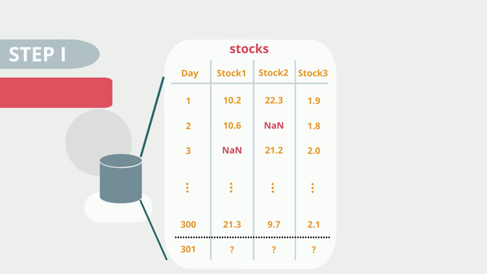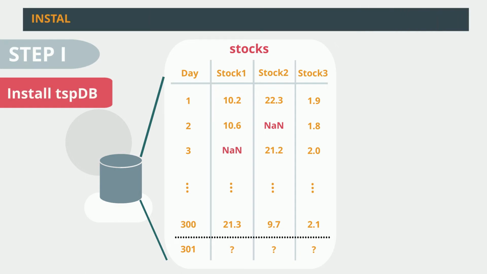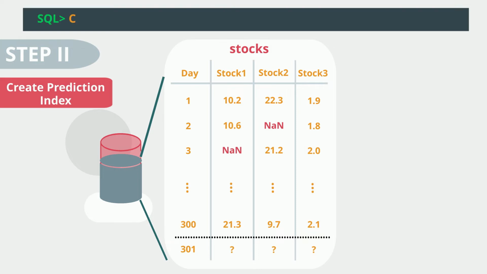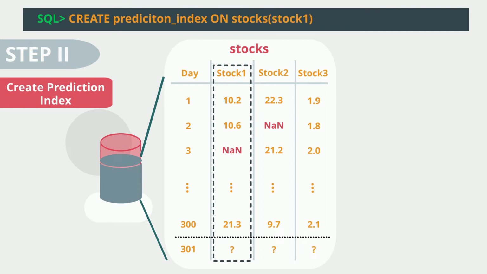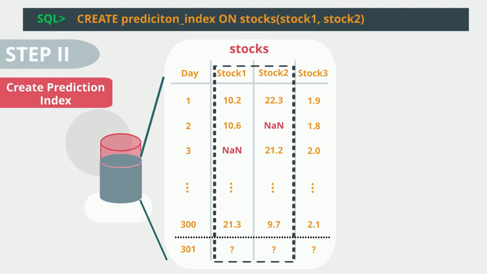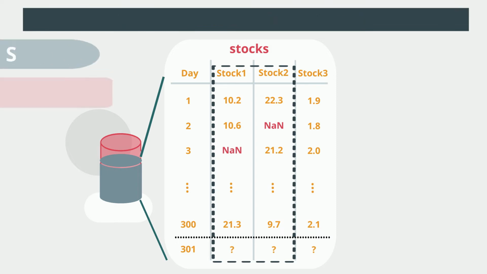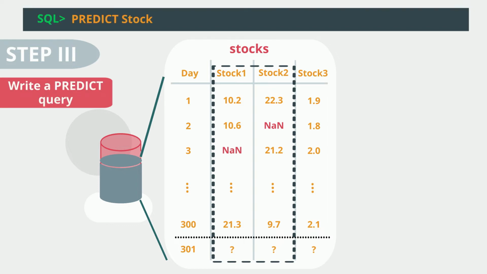The first step to achieve this is to install tspDB on top of your time series database. The second step is building a prediction index on your column of interest, in this case, stock 1. Similarly, you can build the prediction index on multiple columns simultaneously, which enhances the prediction accuracy. Building the prediction index enables the third step, writing a predict query. Specifically, you can write this one-line predict query to forecast the price of stock 1 for the next day.